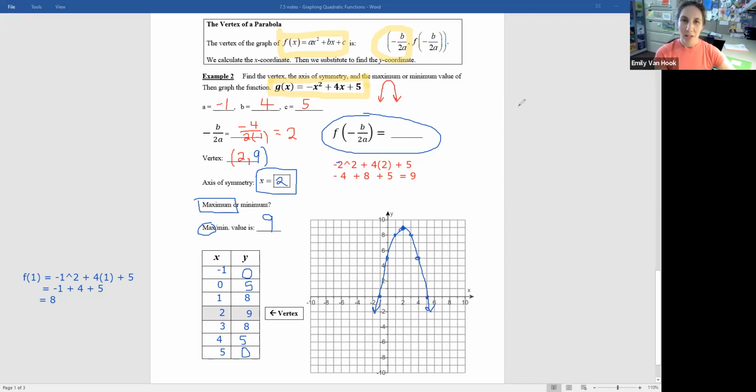We know how to find the vertex if your equation's in that vertex form, paying attention to horizontal shifts and vertical shifts. If your equation's not in vertex form, if it's in that trinomial form like we're just looking at here, if you can identify a, b, and c, then the formula we would use is negative b over 2a. So in this example, we found that that was 2. Then we plugged 2 into the function and got 9. Putting those together, that was our vertex.